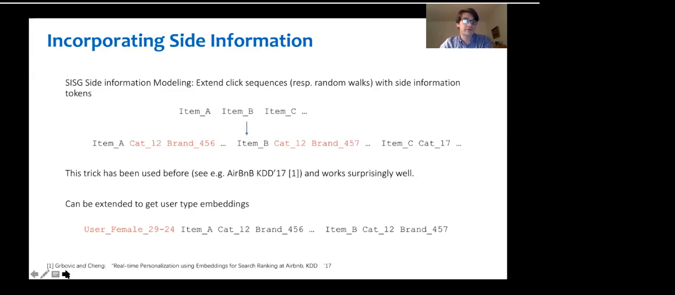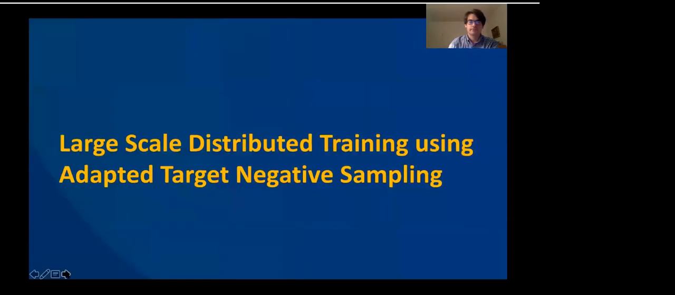Now, this can also be extended to get user type embeddings. Since every such sequence that we're looking at corresponds to a certain user, we can take a token representing the type of the user and add it to the sequence. So in this case, if, for instance, the user belongs to the user type of females aged 24 to 29, we would add the token user female 24 to 29 into the sequence. So that was how we added site information.